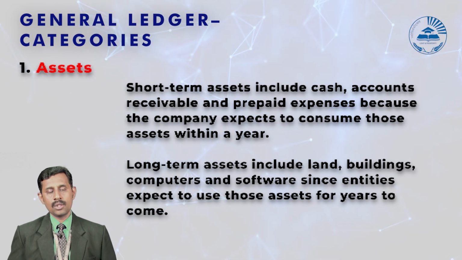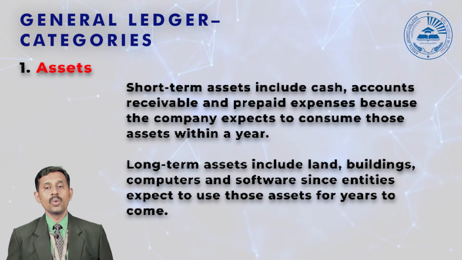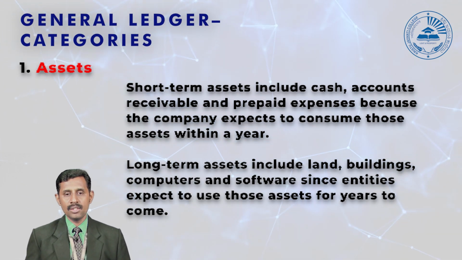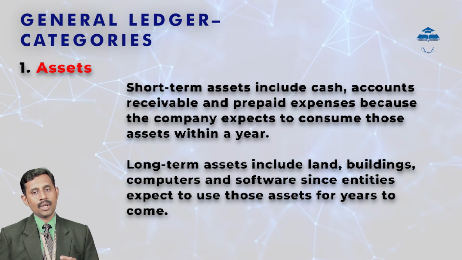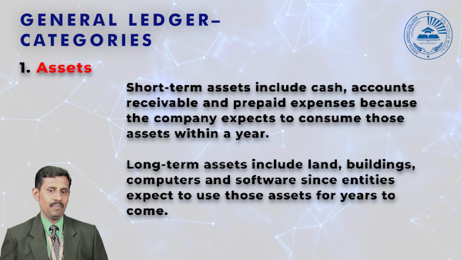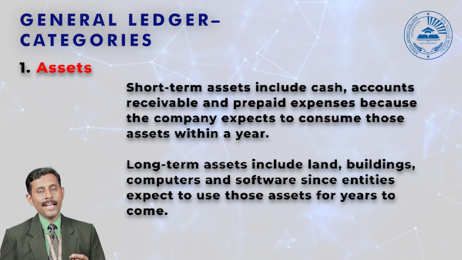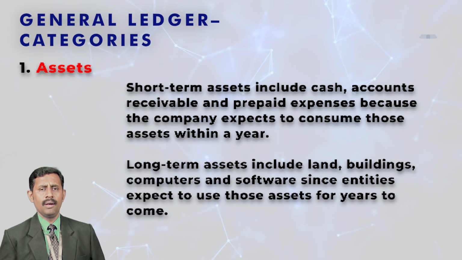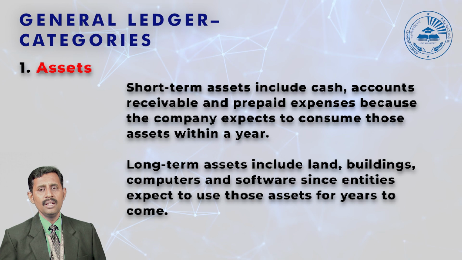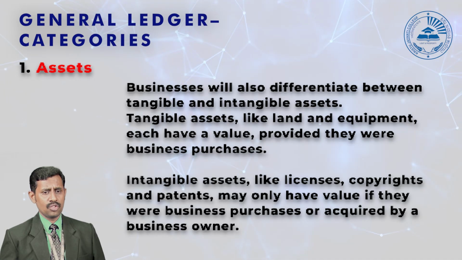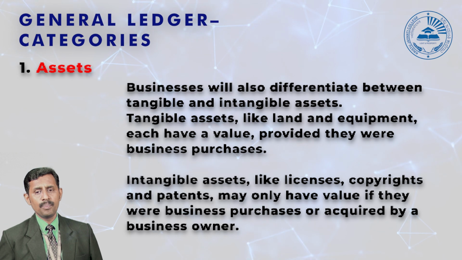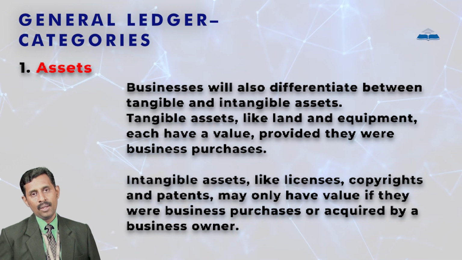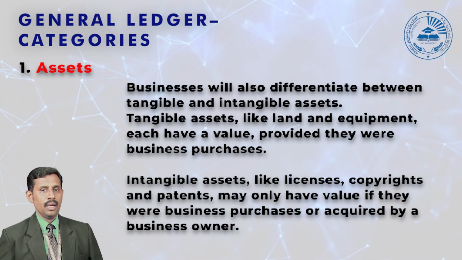Short term assets include cash, accounts receivable, prepaid expenses. Why do we call them short term assets? Because the company expects to consume those assets within a year. For example, accounts receivable and prepaid expenses will be settled within a year. Let's see the long term assets: land, buildings, computers and software, because they will be used for more than 1 year.